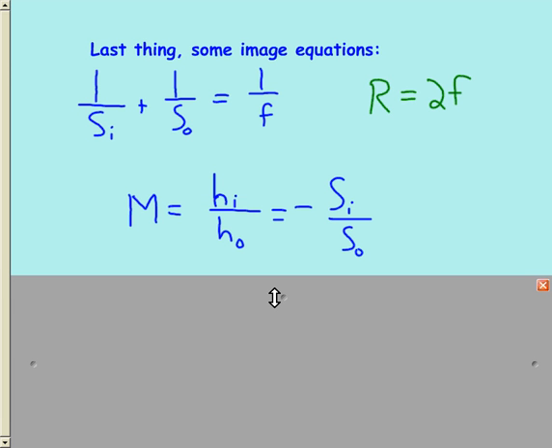The other equation, M. Are you ready? It's not written down anywhere, so listen carefully. M stands for magnification. The magnification of an image, okay, is the height of the image divided by the height of the object. It's also equal to the negative of the distance from the mirror to the image divided by the distance of the mirror to the object. All right. Nice, easy equations. Both of these are on your equation sheet. All 3 are on your equation sheet, so you don't need to memorize them.